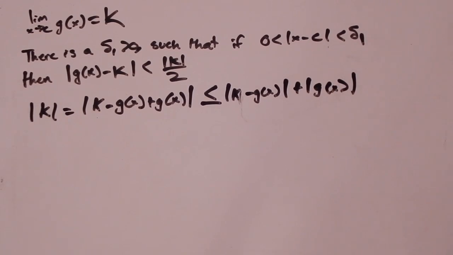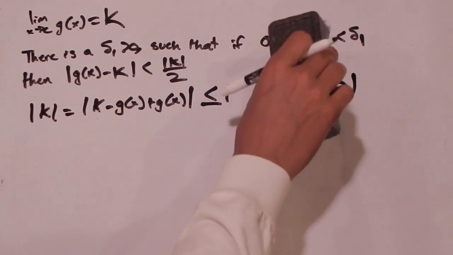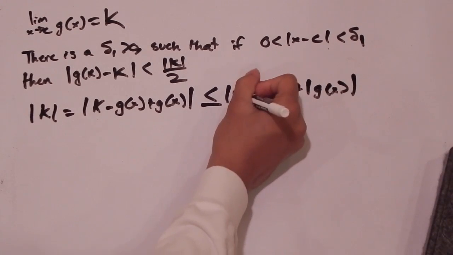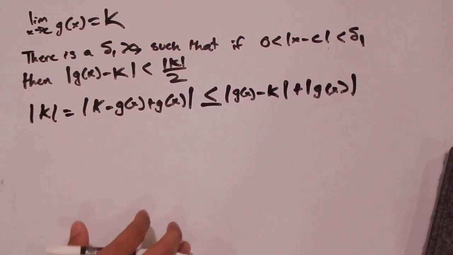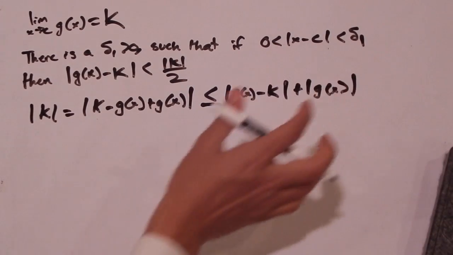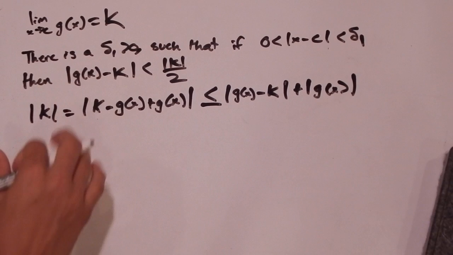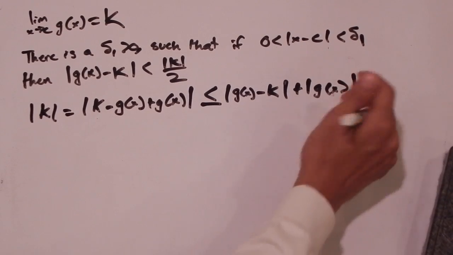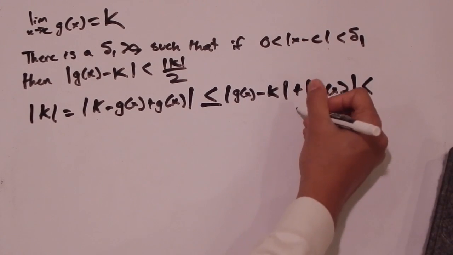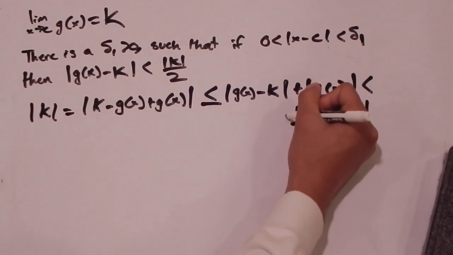We know we can multiply whatever's on the inside of an absolute value by -1, and it'll be the same thing. So I'm just going to do that here. I'm going to write this as g of x minus k. And now I'm going to apply what we just talked about. Knowing that if I'm in this delta 1 range of x values, I know for a fact that the absolute value of k over 2 is going to be greater than the absolute value of g of x minus k. And that lets me know that this expression right here will be less than the absolute value of k over 2 plus the absolute value of g of x.